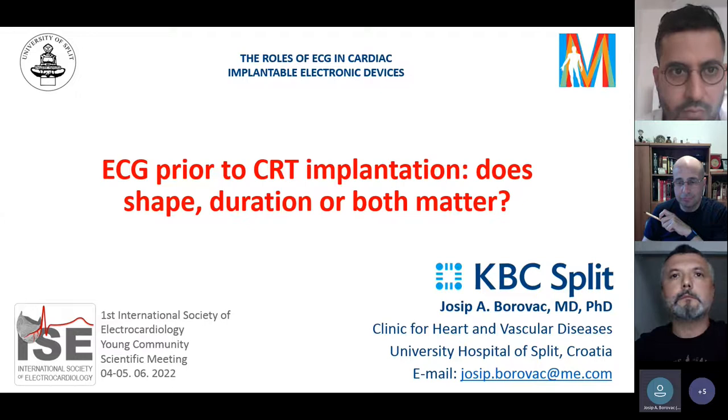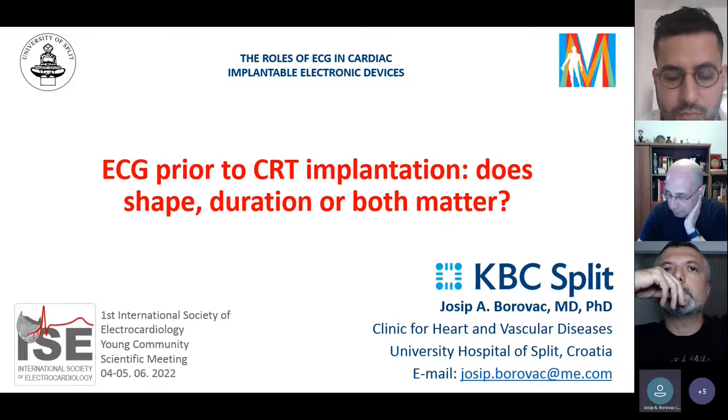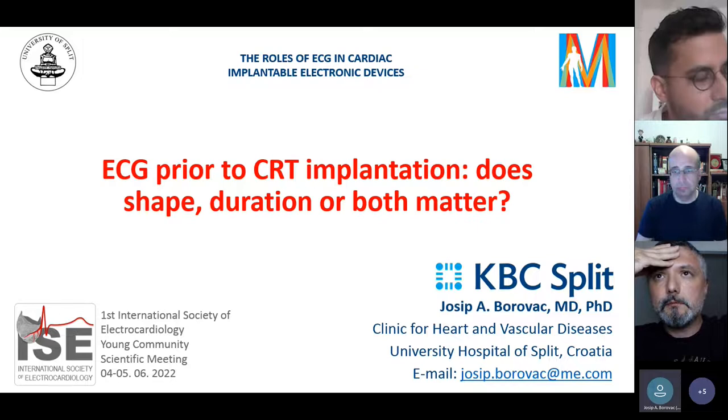I'm a cardiology fellow at University Hospital of Split, which is the largest regional hospital in this area, and we have a high volume of patients. I'm not an electrophysiologist or arrhythmologist by vocation. I'm training myself in interventional cardiology, but this was the topic I was assigned, so I'll do my best.